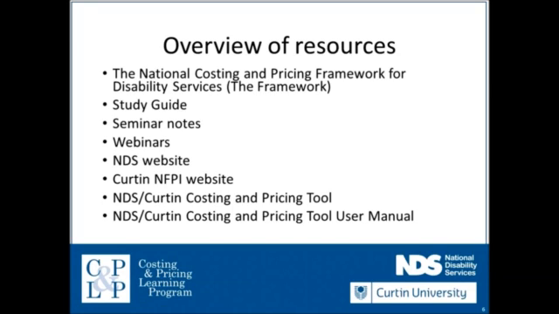The NDS Curtin Costing and Pricing Tool is available from the Costing and Pricing Learning website as well as the Curtin website, and provides an Excel model for costing and pricing for small to medium organisations. Larger organisations might pick up aspects of the tool that they would find useful, but it's unlikely that large and complex organisations would use the tool. It's very much focused on small, medium organisations.